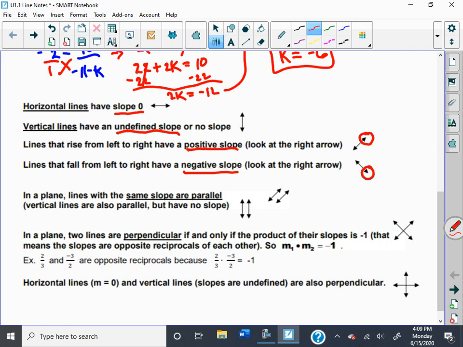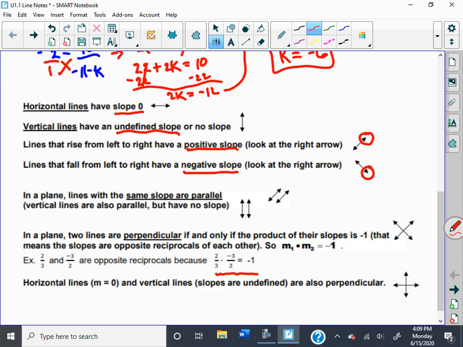Perpendicular lines are two lines where if you multiply their slopes together, the product is -1. We also say that the slopes are opposite reciprocals of each other. So if one slope is 2/3, then its opposite reciprocal would be -3/2. You change the sign and flip the fraction. That's the opposite reciprocal. If one slope is -3/2, then its perpendicular slope is positive 2/3. Again, if we multiply them together, the product is -1.